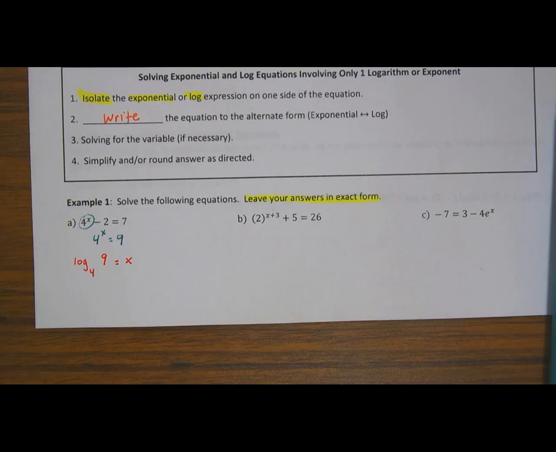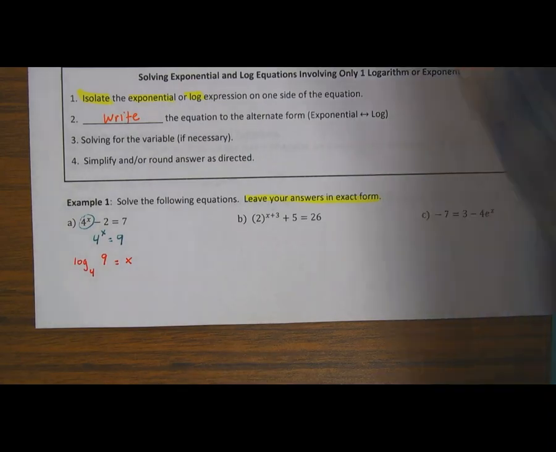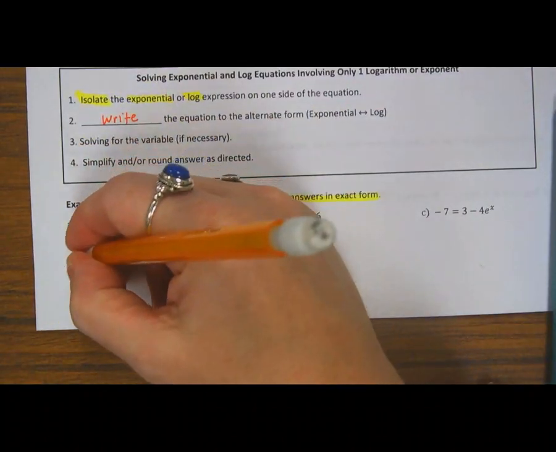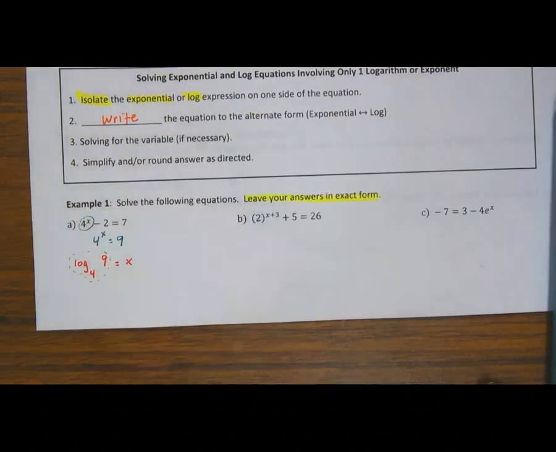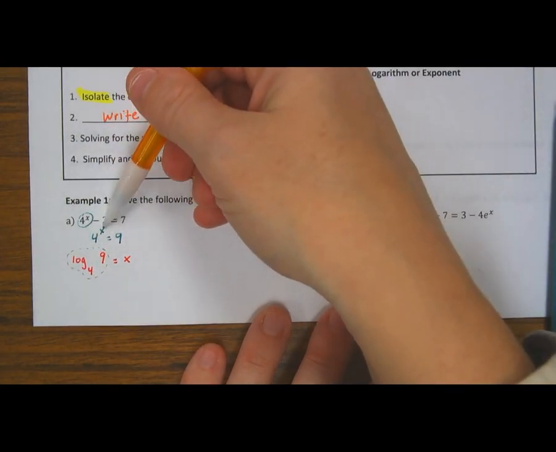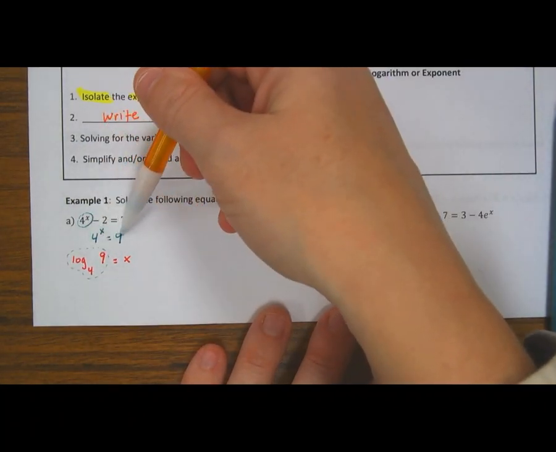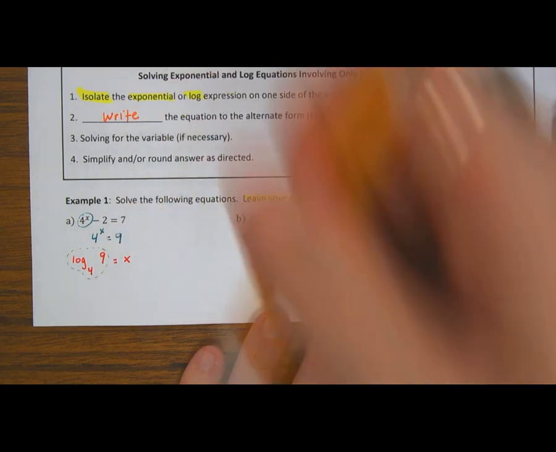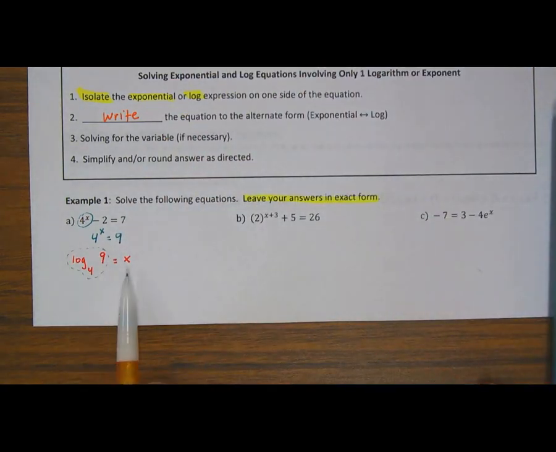Well, how did that help us? Technically I could pick up a calculator and have it calculate log base 4 of 9. That is the decimal value that 4 could be raised to in order to equal 9. But because the directions said to leave it in exact form, this is it. We've solved for x. Log base 4 of 9 is what x is. So we're just going to leave it alone right there.